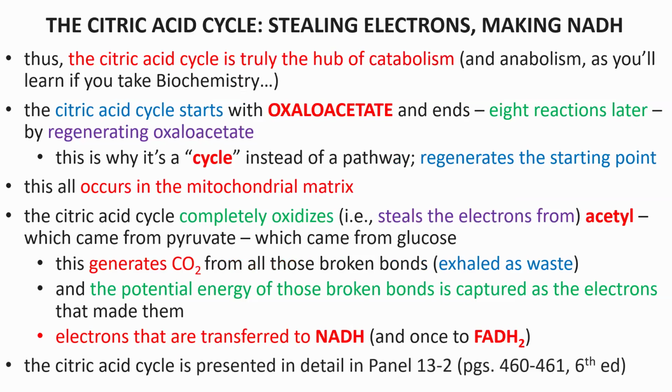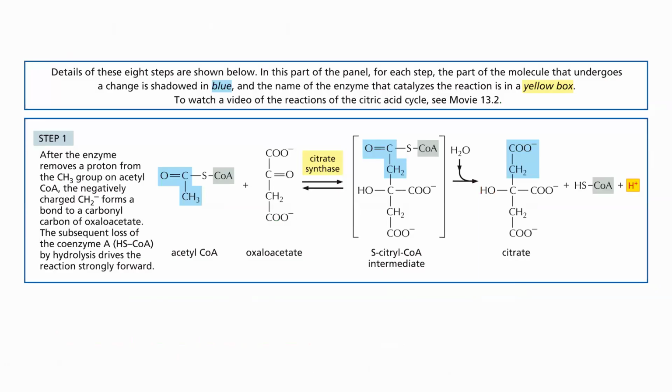So the citric acid cycle is presented in its own panel, pages 460 to 461 if you're working off the 6th edition. And again, same symbology. Enzyme name in yellow and what's changing, what's being moved in blue. So step 1, here's oxaloacetate. In comes acetyl being carried by CoA. CoA is cleaved away from the acetyl. That CoA will be released and it can go off and pick up another acetyl group from the PDC. And the acetyl group here is linked onto oxaloacetate in a 2-phase reaction, giving us citrate.